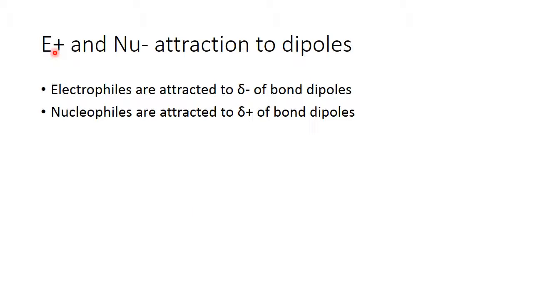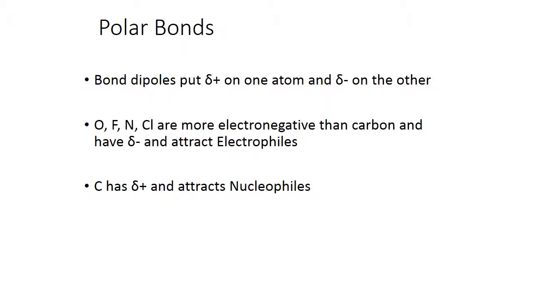Okay. So electrophiles are going to be attracted to the del negative of bond dipoles, and nucleophiles are going to be attracted to the del positive. And we'll see that in a lot of reactions in the future. So you assign bond dipoles to bonds, and then you look for the nucleophiles. Where are they going to be attracted? To the carbon. If you have electrophiles, where are they going to be attracted to? They're going to be attracted to oxygen and nitrogen.